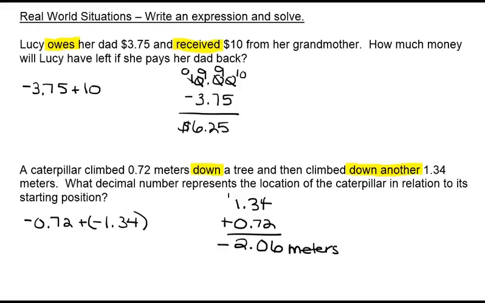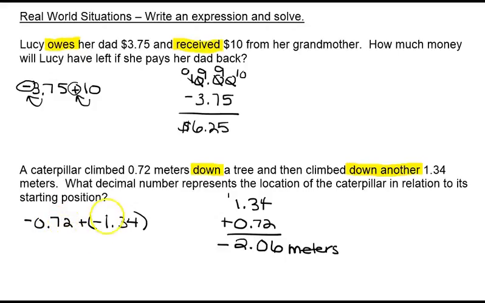Finally, let's see how you did on the real-world problems. Because Lucy owes her dad, I used a negative number. However, she received $10 from her grandmother. Received means she has the money, she gets the money. So the signs were different. That's why I found the difference. And I had more positives than negatives. So my answer was a positive. So Lucy would have $6.25 left after she paid her dad back the $3.75 that she owed.